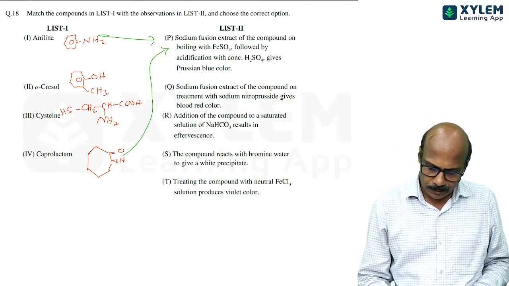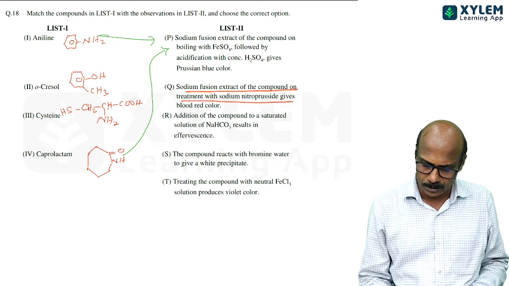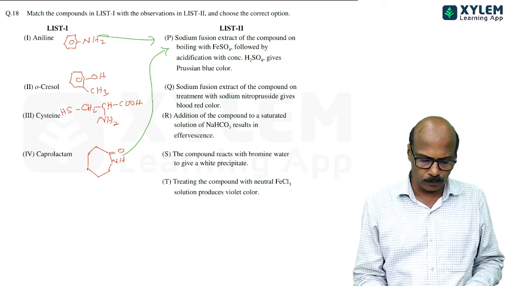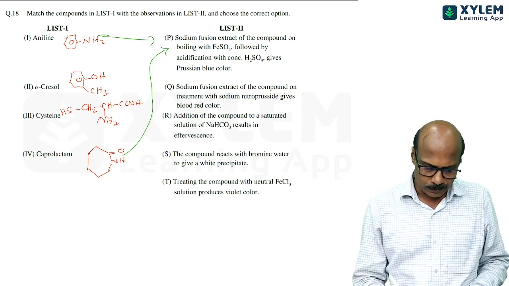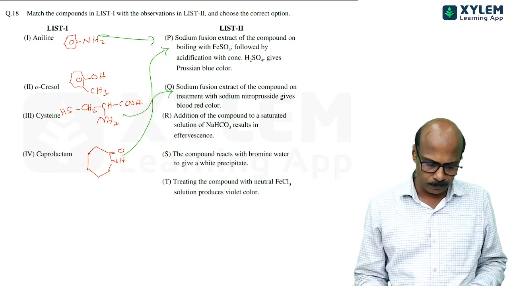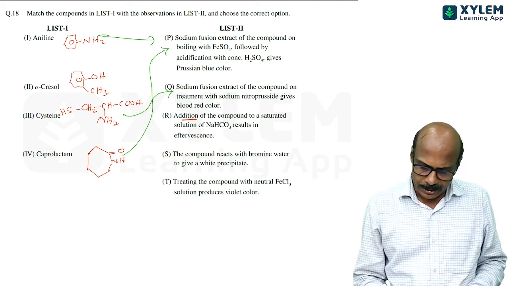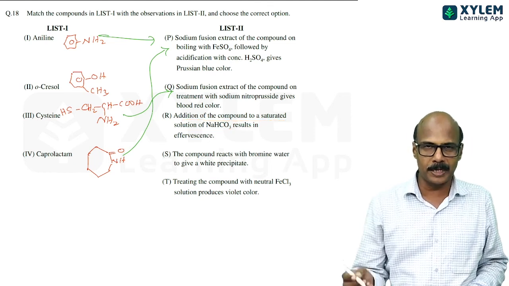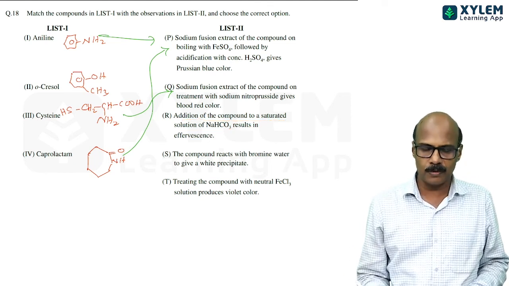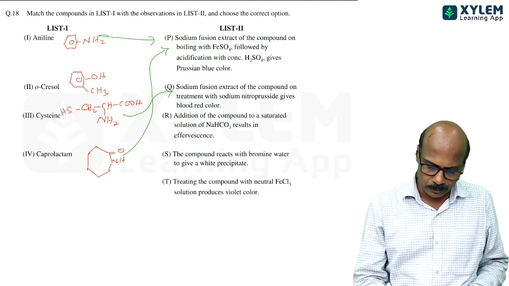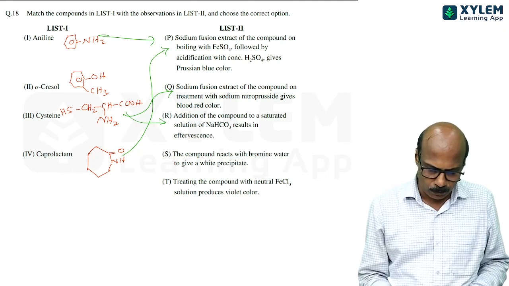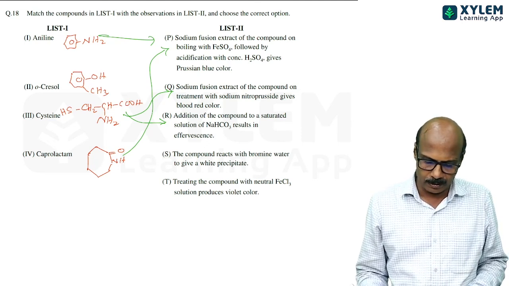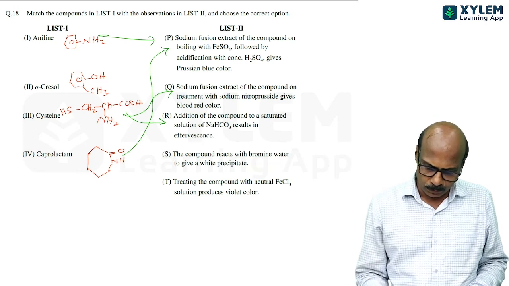What about Q? Sodium fusion extract of the compound on treatment with sodium nitroprusside. The sodium nitroprusside test is used for detecting the presence of sulfur. So the third one can be given for Q. And what about R? Addition of compound to a saturated sodium bicarbonate solution. You know that bicarbonate will produce brisk effervescence with a carboxylic acid group. So you can say this can be applicable for R. Cysteine contains a COOH group, hence bicarbonate addition will produce effervescence. What about the fourth one?